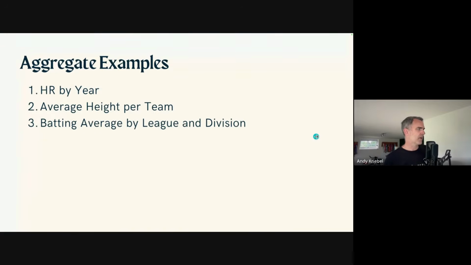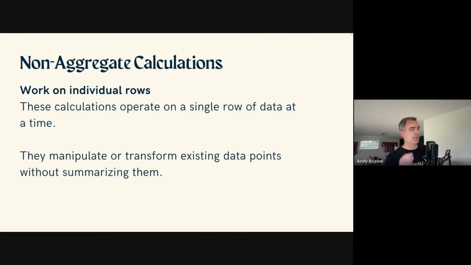Okay, I think we did all of these: home runs by year, average height per team, average weight. So when we look at non-aggregate calculations, these are calculations that operate on a single row of data at a time. Going back to our Excel example, it's like adding a column in an Excel spreadsheet and doing a calculation for each individual row. That is what a non-aggregate calculation does.